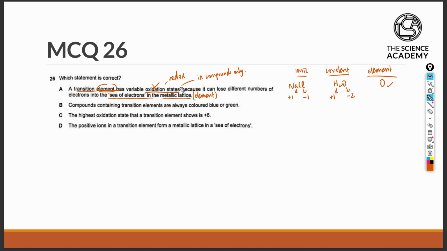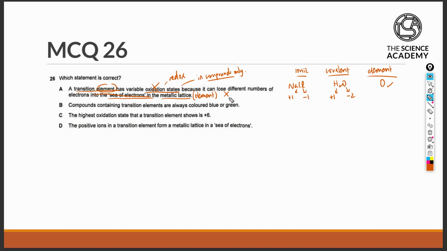It only has variable oxidation state if it loses different number of electrons, not into the sea of electrons, but rather to the other partner in the compound, because it only has variable oxidation states in compounds only. So option A is wrong.